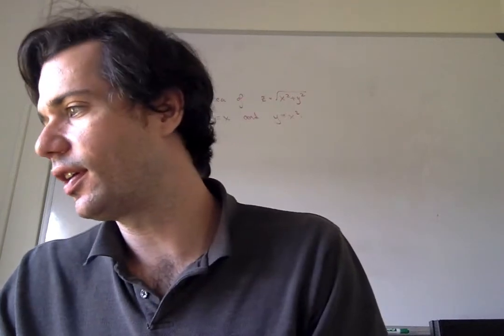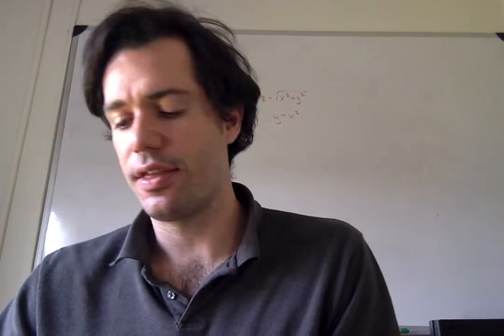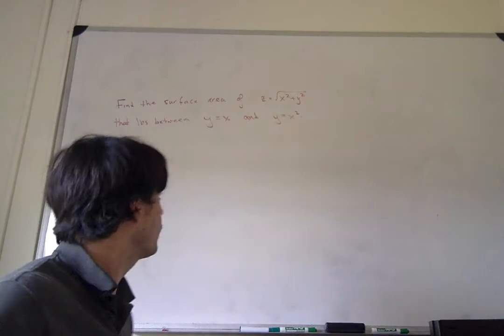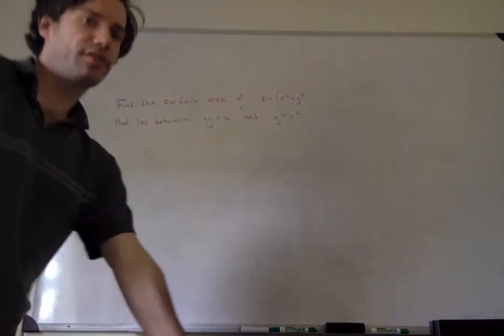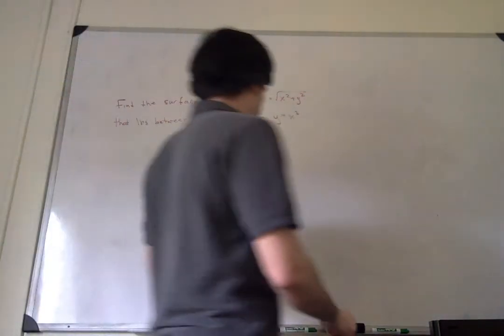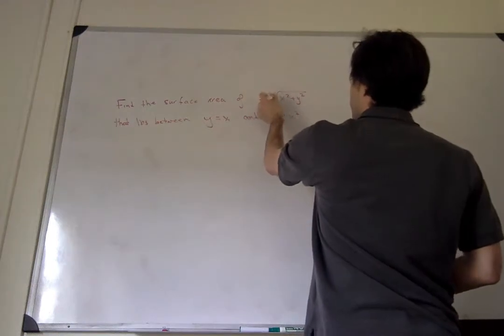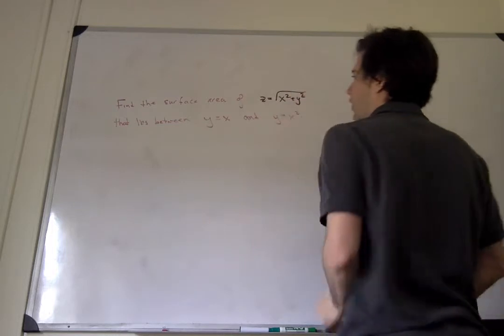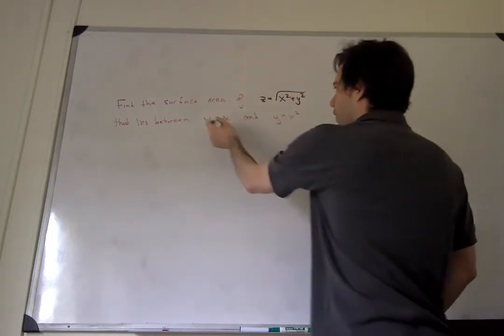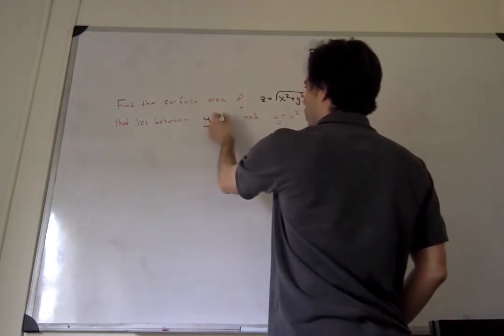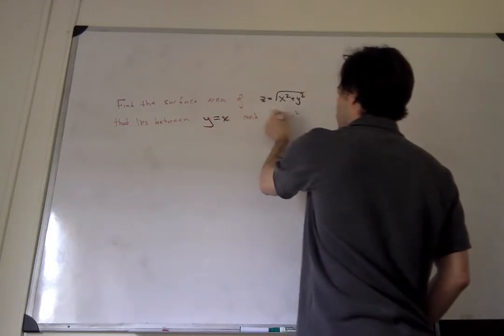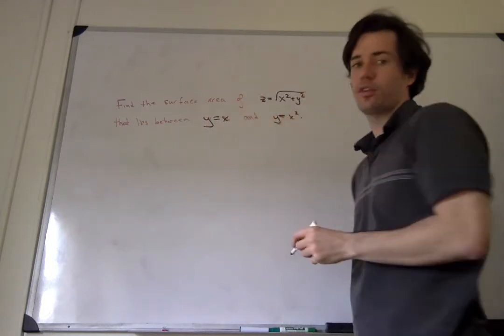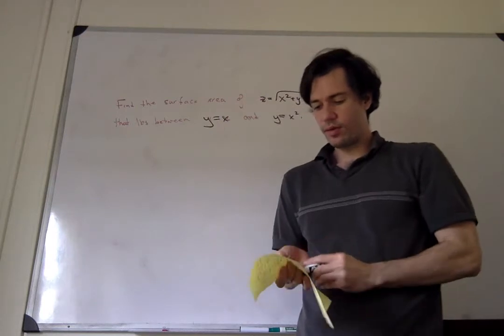Hi, so in this video we're going to cover problem 42 from the section on parametric surfaces and their areas. Problem 42 says find the surface area of z equals the square root of x squared plus y squared between y equals x and y equals x squared.